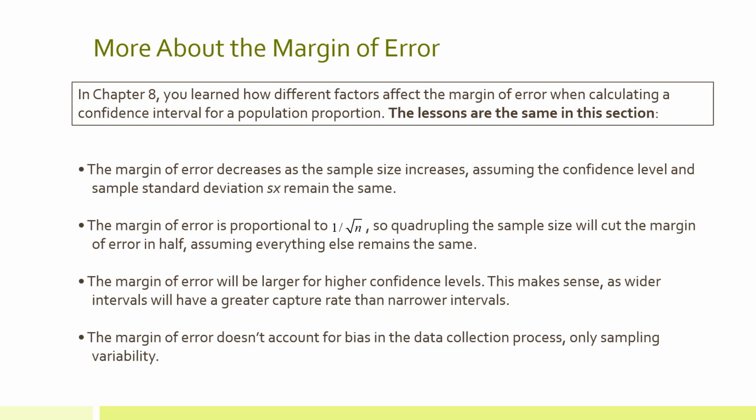And then the margin of error never accounts for bias in the data collection process, only sampling variability. So the margin of error does not account for the fact that you messed up in your wording, or that you missed some people in your sample, or you left out a certain population. Margin of error doesn't account for that. It literally only accounts for the fact that I can grab a random sample and have one random sample be completely different from another random sample.